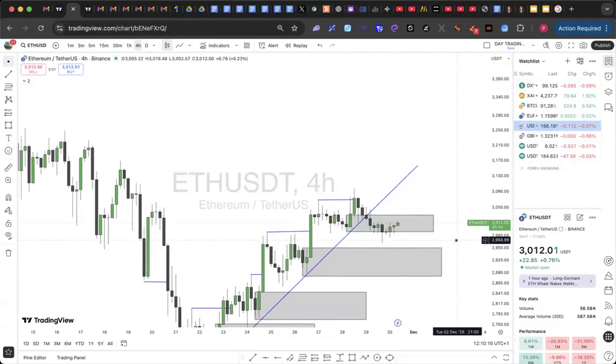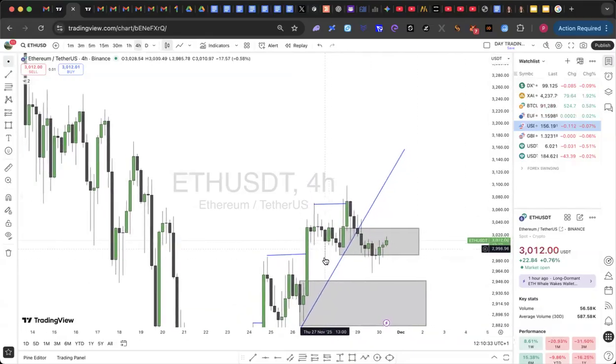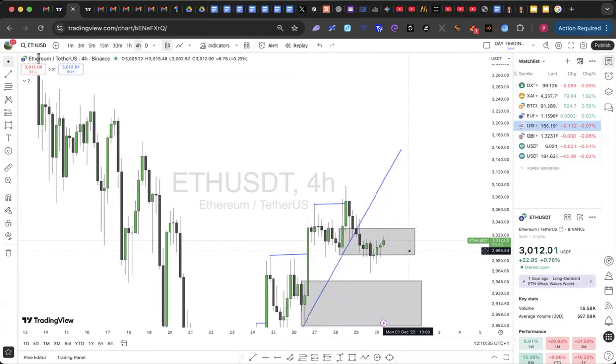Now we have another block here. And perhaps this is, yes, this is a break of structure. This was mitigated, right? So this is another block. Now the market has traveled down here. Now, this is fantastic. When the market came down to this point, this was your point of interest.